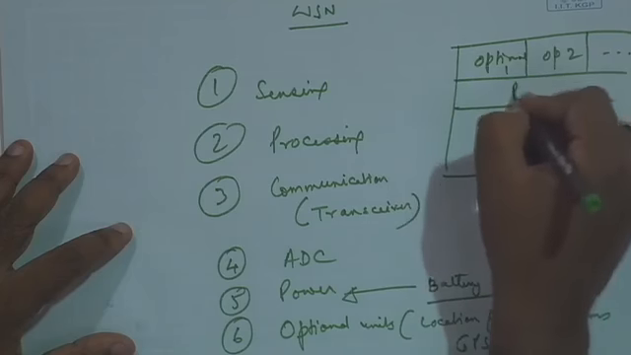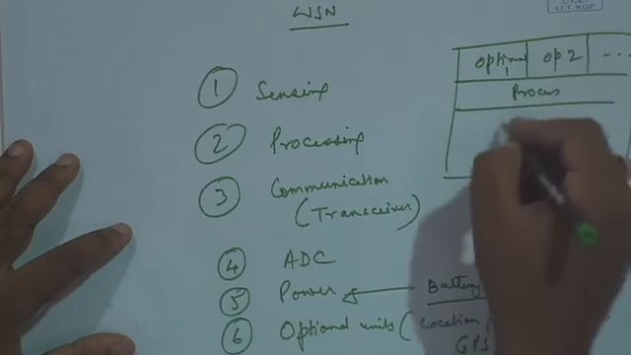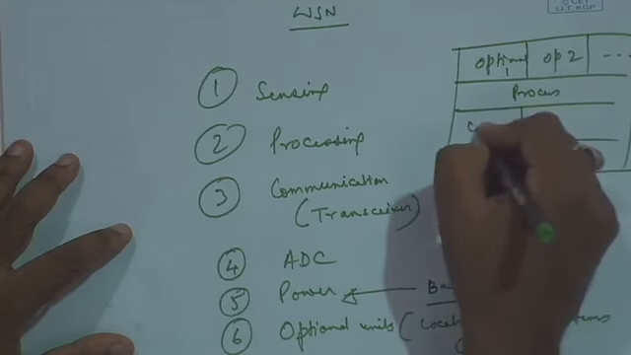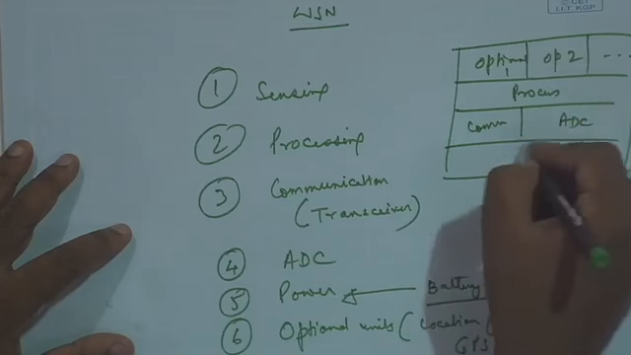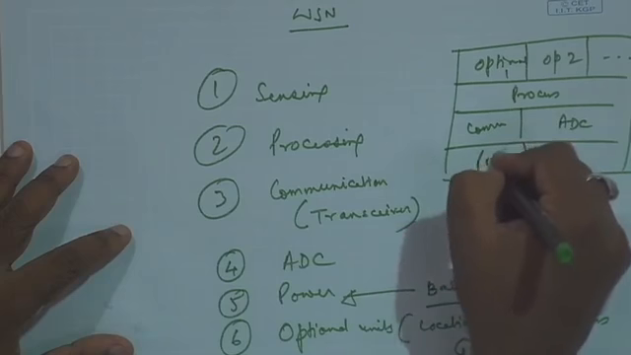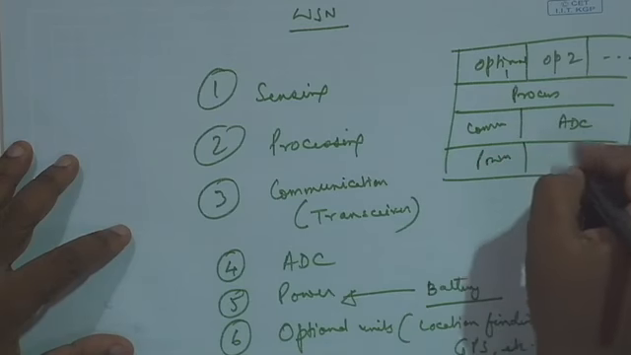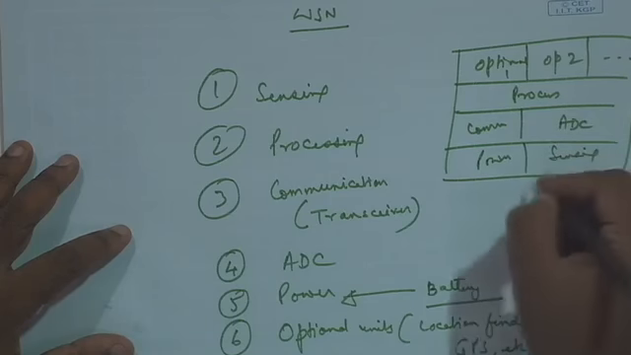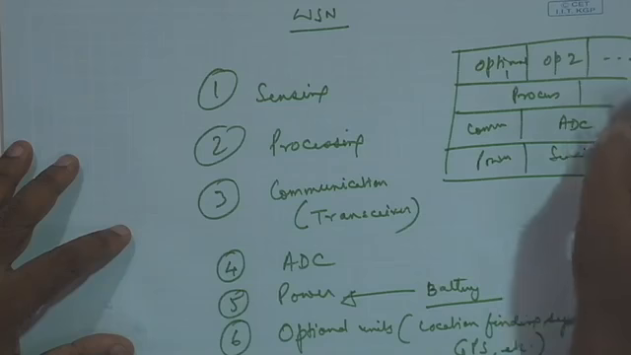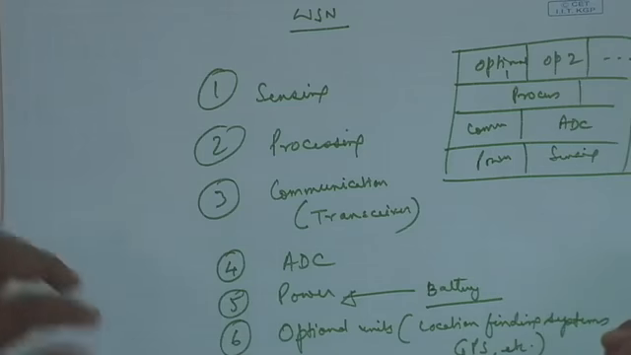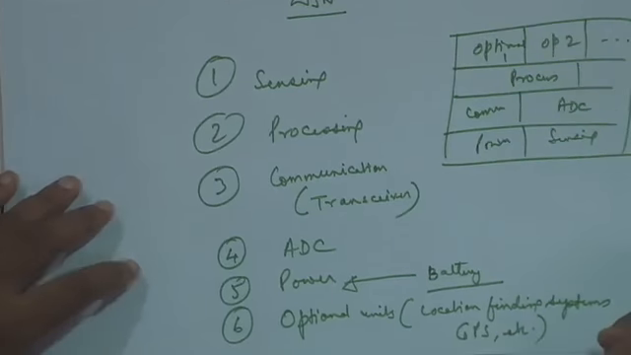We have a processor, we have a communication unit, we have an analog to digital converter, we have a power unit. What did I miss out? A sensing unit, a processing unit, it is already given, and so on and so forth. So, this is how a sensor node looks like.